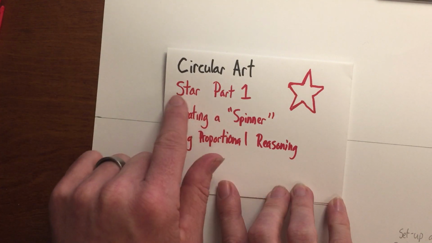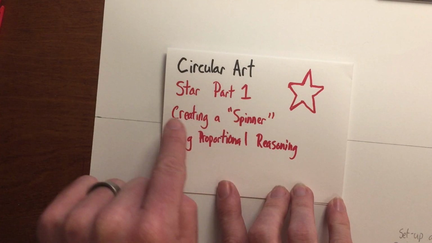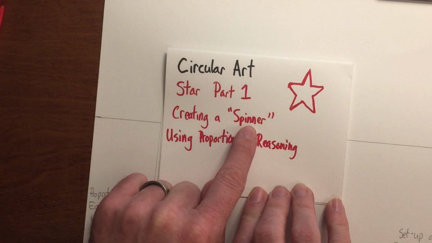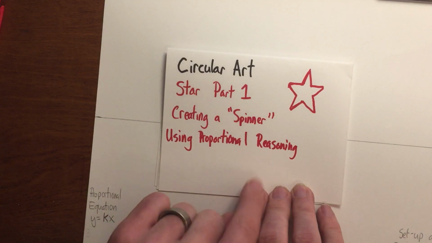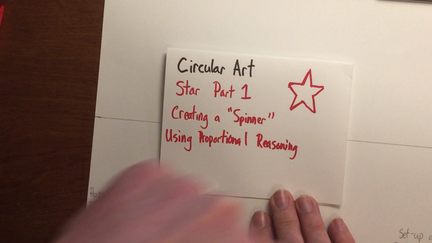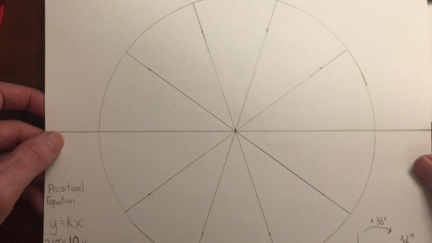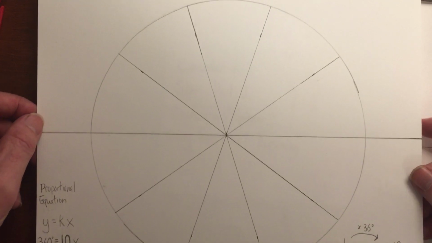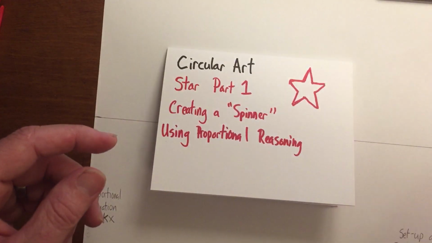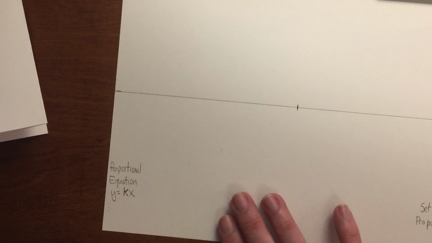So we're looking at part 1, and the first thing we're going to do is create a spinner using proportional reasoning. What I mean by a spinner is what looks sort of like, well, I'll show you what we're going to create. We're going to create this guy, a circle that's split into 10 equal parts, okay? So I'm hoping you can see everything clearly enough, okay?